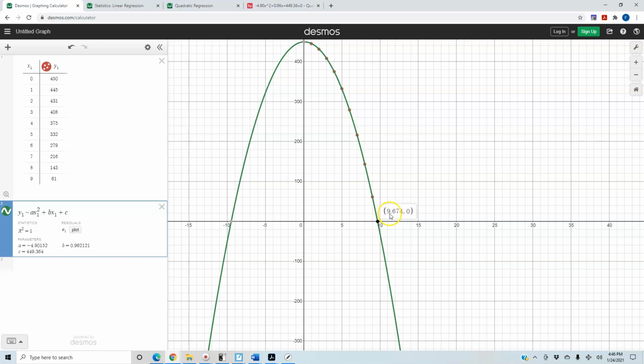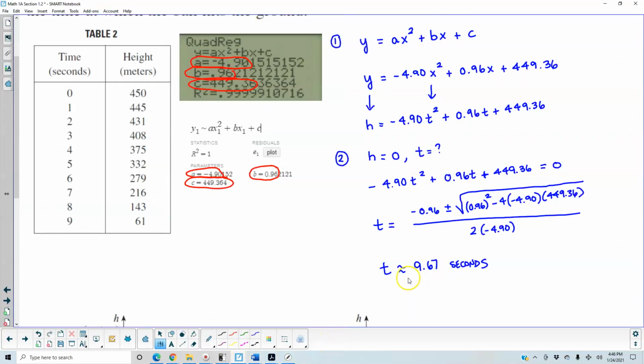Well, there is your point, 9.6740. The other root, where it crosses the x-axis, is negative 9.477. We don't measure time in a negative value. So therefore, here is your result. That's how we get t is approximately 9.67 seconds, either by using the quadratic formula to find the positive root, or by looking at the graph and determining the result from there.